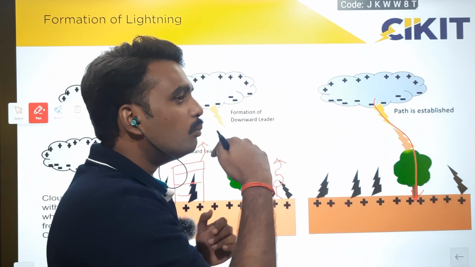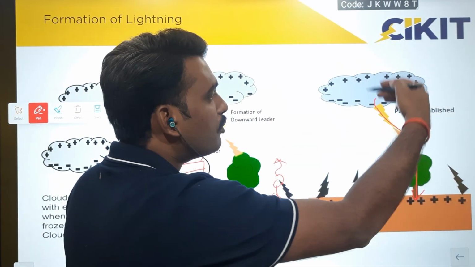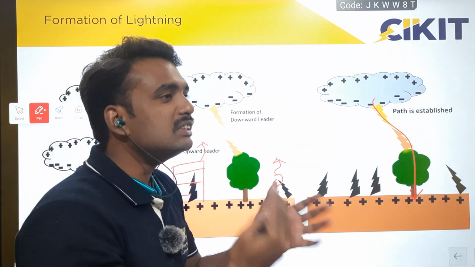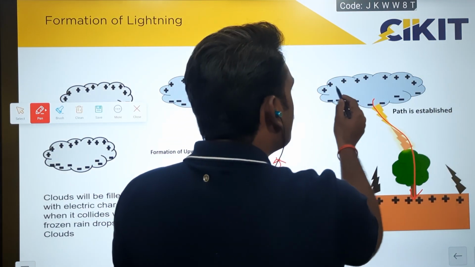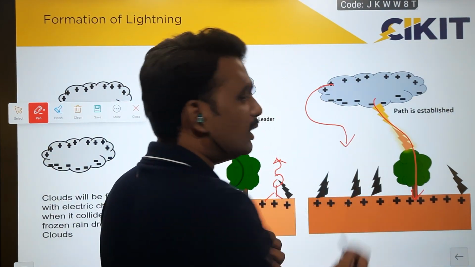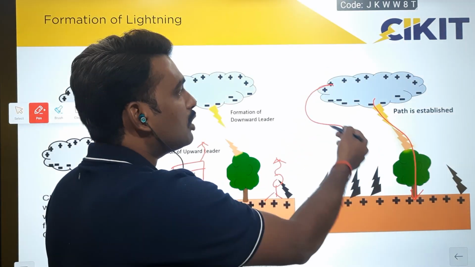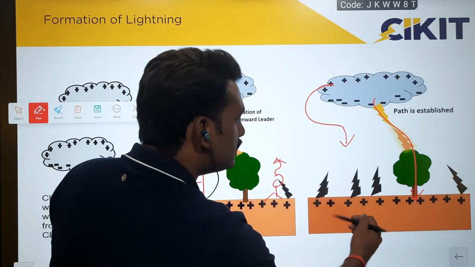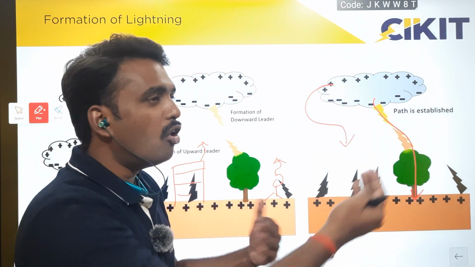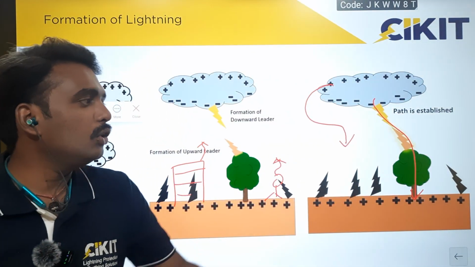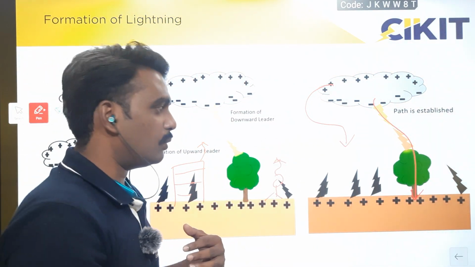In most cases, the charges coming from the cloud will be negative in nature. But on some occasions, the charges coming from the cloud can also be positive, but that is a rare incident. But it can also happen. If the charges coming from the cloud are positive, then all the charges sent from the ground will be negative. Opposite charges will get induced on the ground and will be sent from the ground.